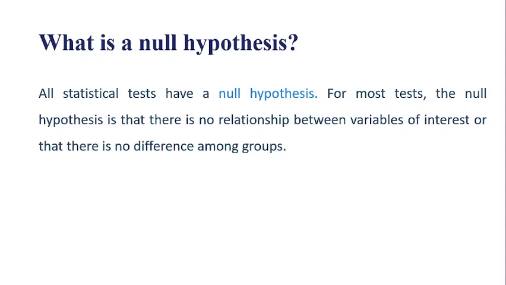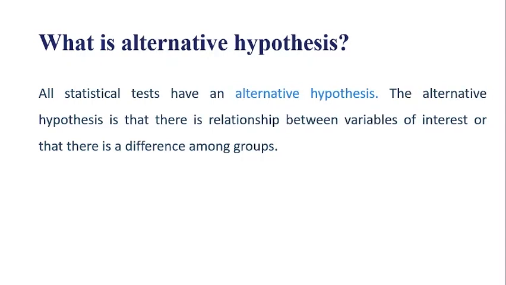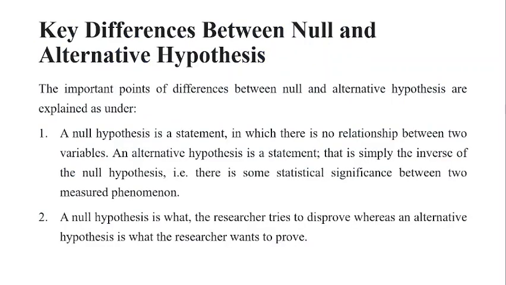So the null hypothesis is that hypothesis in which there is no relationship between the variables of interest and there is no difference among the group. While the alternative hypothesis is that hypothesis in which there is a relationship between the variable of interest and there is a difference among the groups. So all the statistical tests have both the alternative as well as null hypothesis.